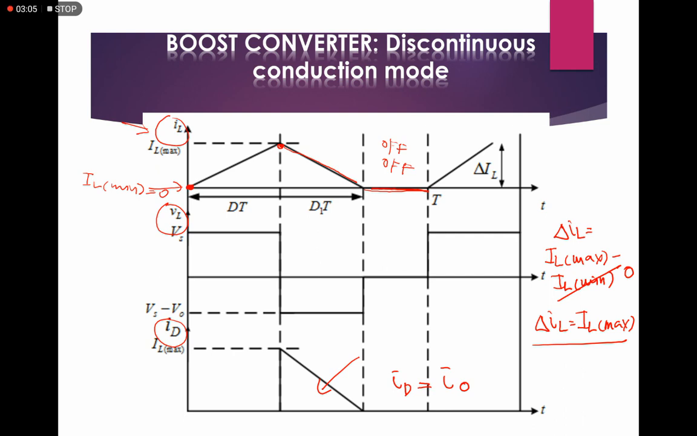If we define the variation of inductor current as delta IL, then delta IL equals IL max minus IL min. In DCM, your IL min equals 0, so you know that delta IL equals your IL max over here. So we have one clue to help us in the analysis of voltage and current in DCM. The second clue is that we assume that the diode current equals your output current.